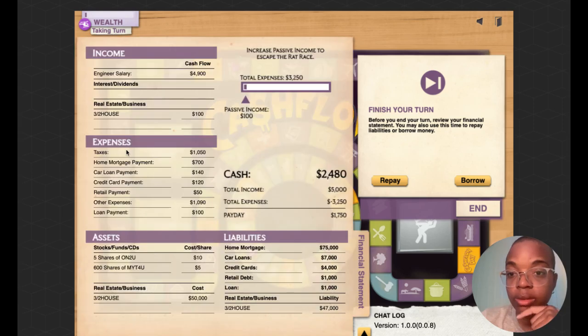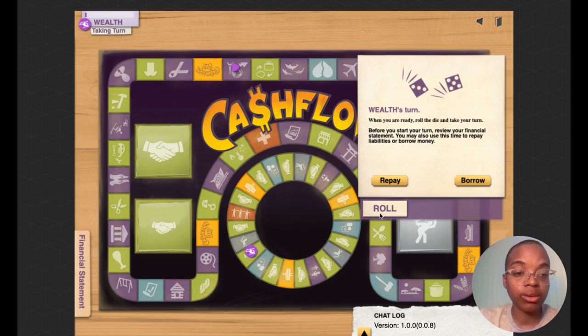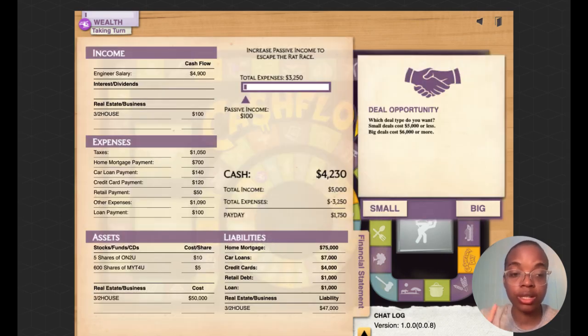So you can see right here, I have 2 different types of stocks under my stocks, funds, and CDs. So we're going to see, right? It really just depends on if that stock comes back. But that's kind of how it is. You buy stocks and you hope they appreciate in value, really, strategically, right? Do your research. I'm going to do another small deal.